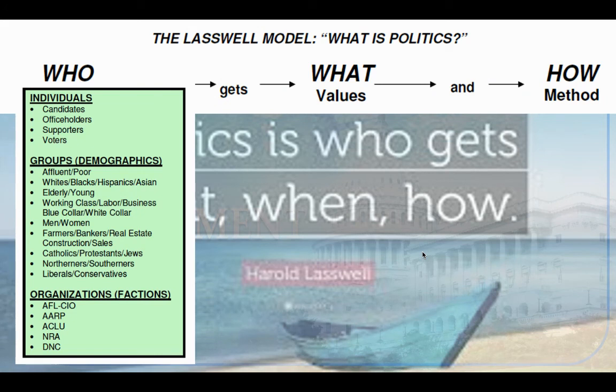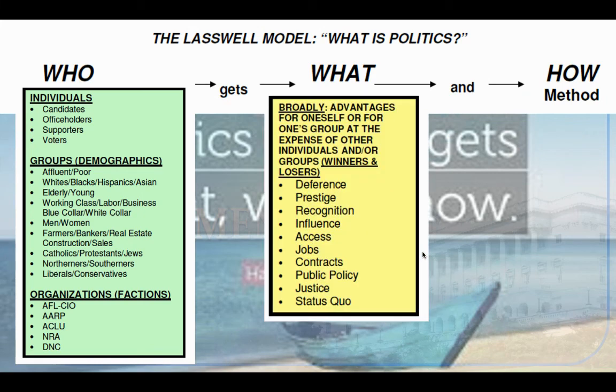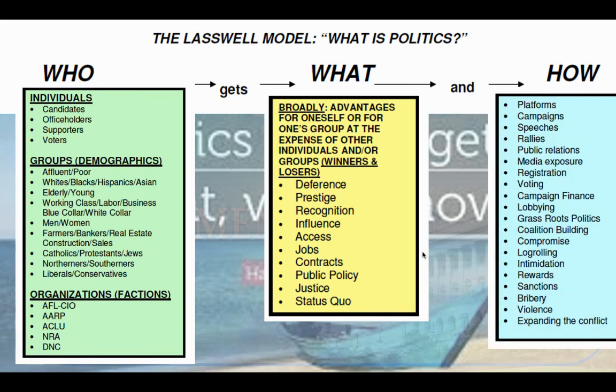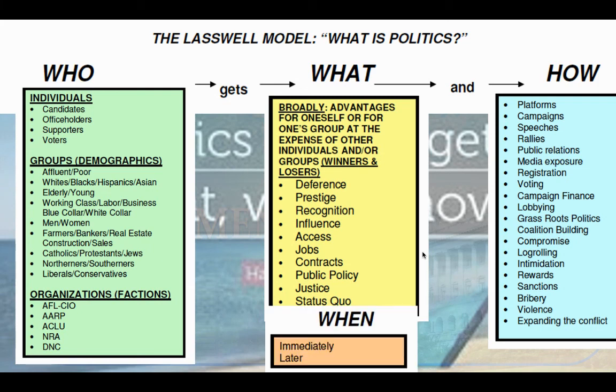It's who, the players in the game. It could be an individual, group, or organization. What do they get? You could see it could be recognition, influence, a public policy, justice for something, and how they get it. Was it through a speech, a rally, a compromise? Any of these things on this list. And you can also add when. Does it happen now or is it later in the game? So it's just a quick definition of it and a kind of an interesting way of looking at it. I don't want to go into too much, but Laswell's model about what is politics can also influence econ as well.